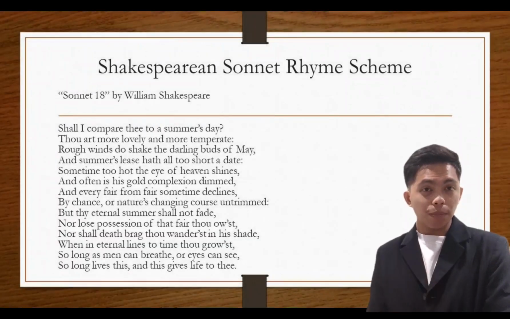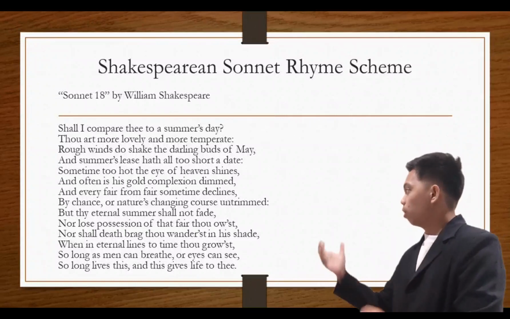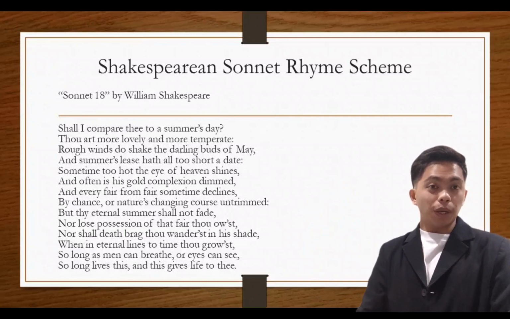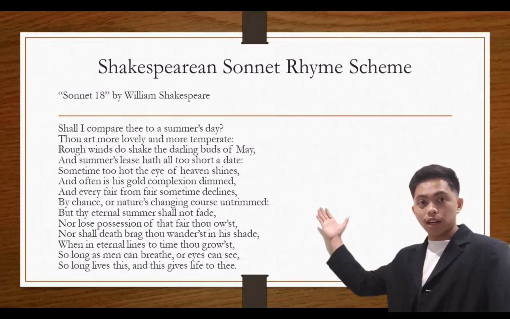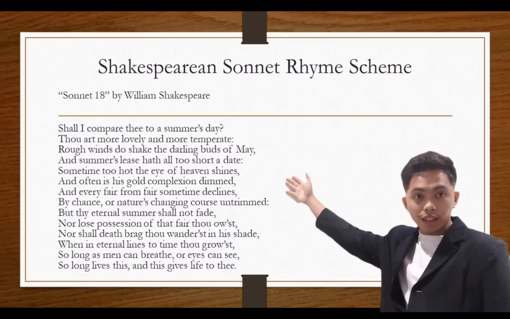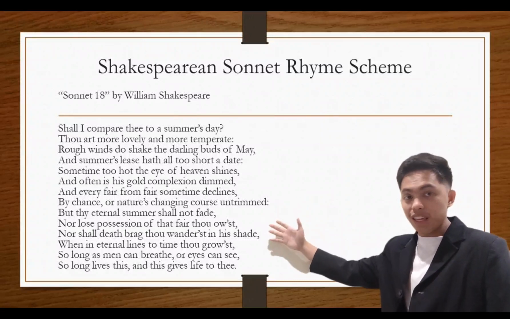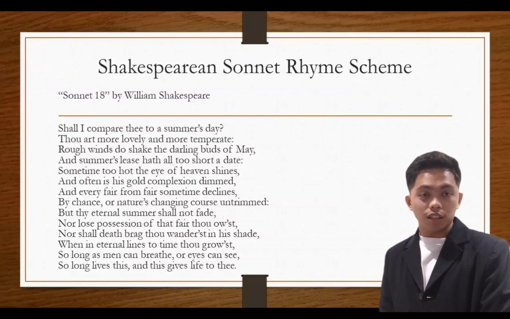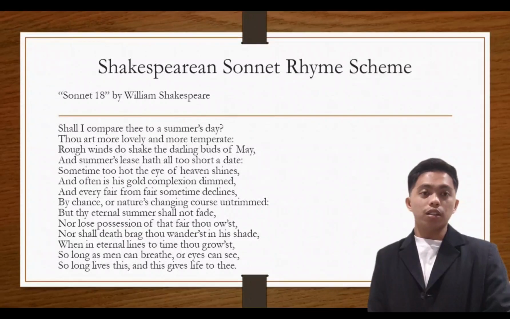Okay, class, so the last example that I'm going to show you is a poetry entitled Sonnet 18 by William Shakespeare. So this type of poetry, as you can see, uses a Shakespearean sonnet type of rhyming scheme, right? So if you are going to look at the poetry, it uses the pattern of AB, AB, CD, CD, EF, EF, and GG, which is the pattern in Shakespearean sonnet. So this proves that this kind of poetry uses the Shakespearean sonnet rhyming scheme.